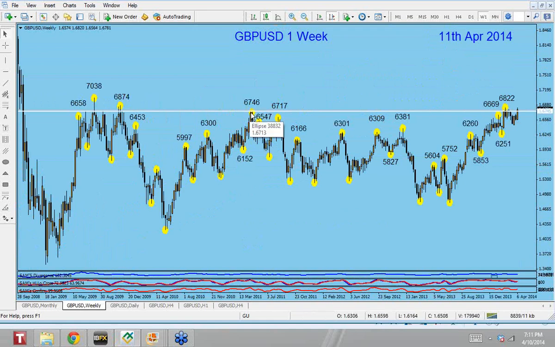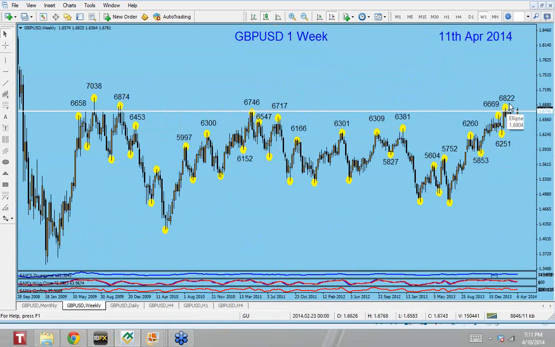6746 right here. This is the highest level, from here till here. So we went up there, and now got kicked out, then going back again. Let's see what happens.